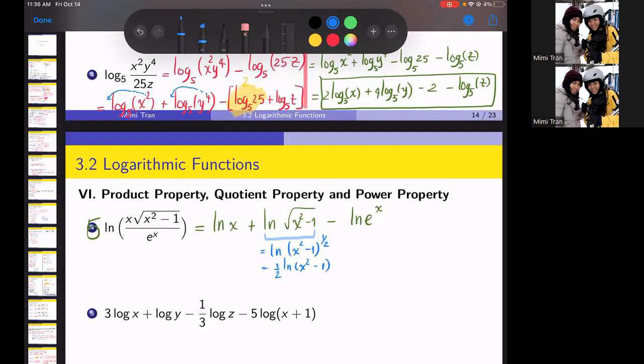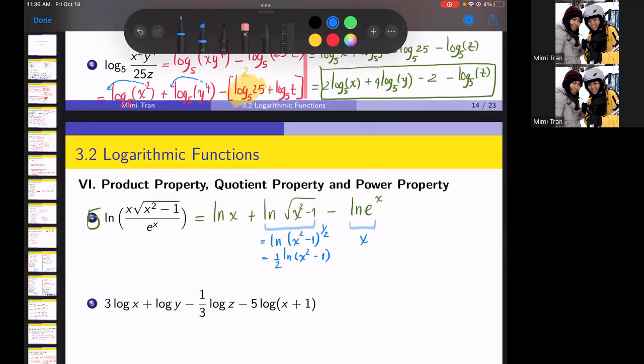Now, some people do this. They take the square root of this and this, and that becomes x minus 1. No, you cannot do that. You cannot do that. What's ln e to the x equal? x, thank you. x. Put a check mark for you. Remember the note I wrote above? Yeah. So rewrite this to be, my final answer is ln x plus 1/2 ln of x squared minus 1 minus x.